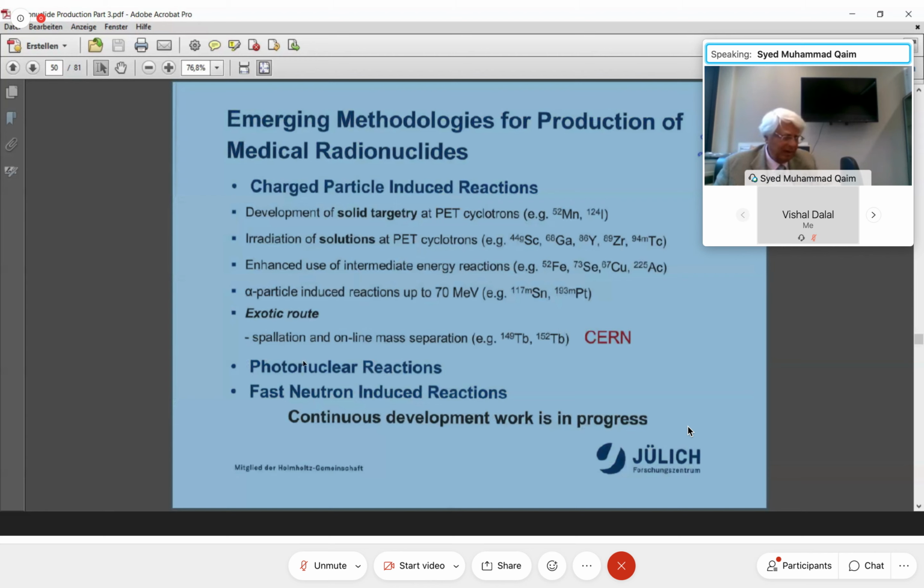Let me emphasize a bit now the photonuclear reactions, and then fast neutron reactions. So continuous work is going on. So the other charged particles we have dealt with enough. I come a bit to photonuclear, and then I will go over to fast neutron reactions.